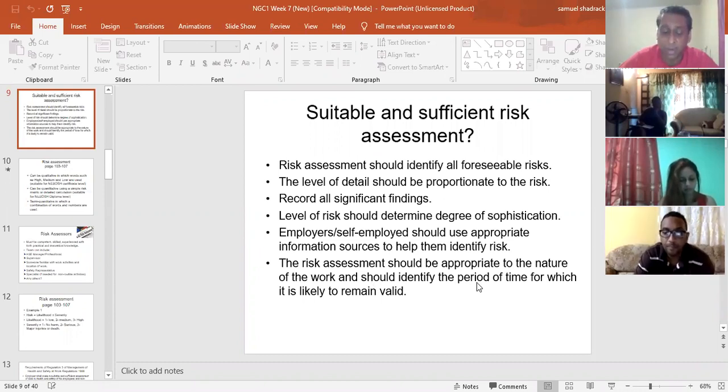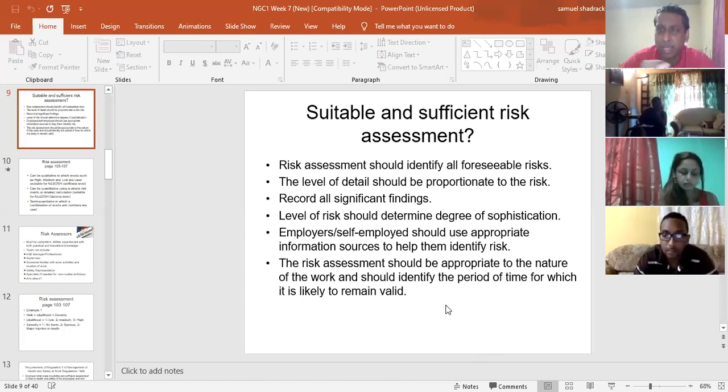You can just think about it: if a company has done a risk assessment and it's 10 years old, in no way would that be sufficient or even suitable for work in 2021, right? So these are the criteria, you can pull them from there. I've never seen that though, but just remember the idea.